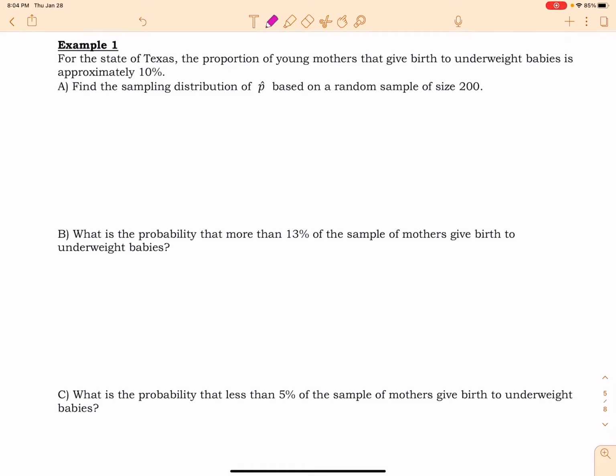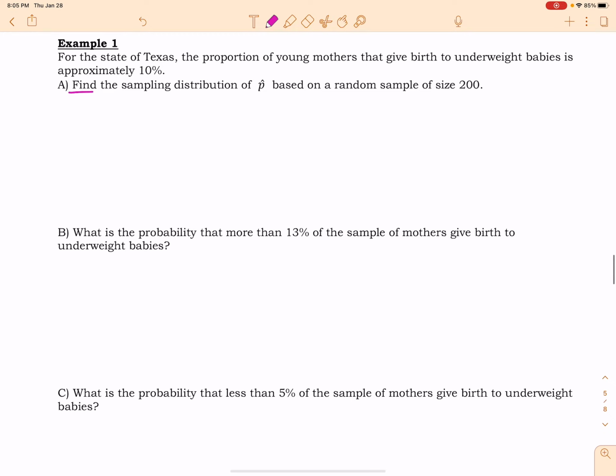Okay, in this video for AP Statistics, we are going to talk about a sampling distribution for a proportion. So we're going to do this example here. For the state of Texas, the proportion of young mothers that give birth to underweight babies is approximately 10%. Find the sampling distribution of p hat based on a random sample size of 200.